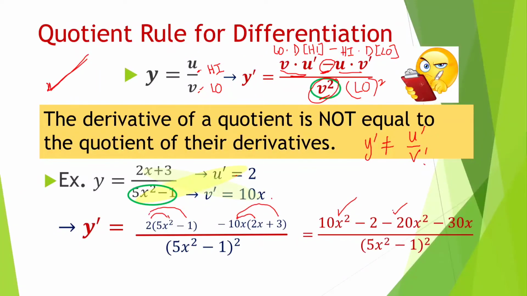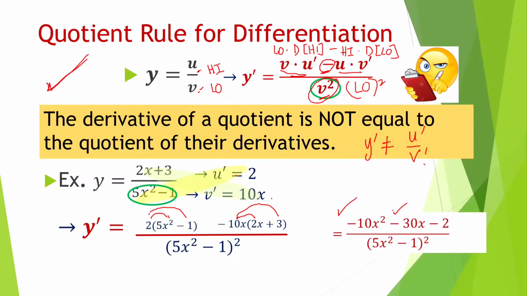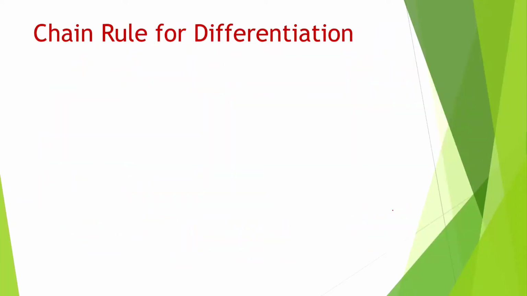So that makes it negative 10x squared minus 30x minus 2 all over (5x squared minus 1) quantity squared. Okay, so that's it. That's how we get the derivative of a quotient. Now we go to the chain rule for differentiation.